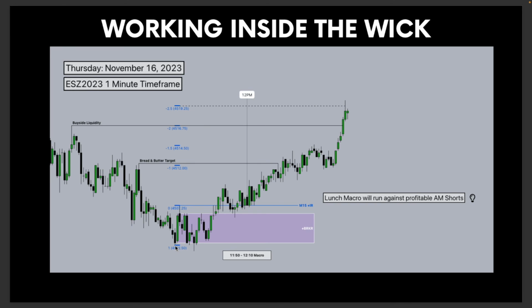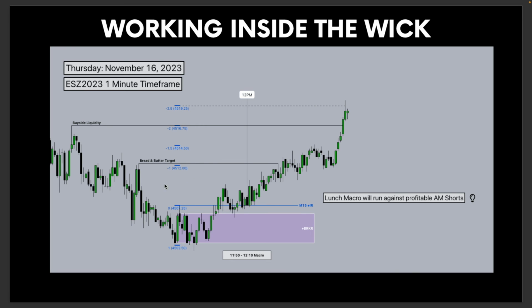So what occurs? We have a low, a high, a lower low. This is your bullish breaker. You can see price wicks into it during the macro. Down close candles supporting price, fair value gap here, right? And where would we target? If the lunch macro is going to run against those profitable shorts, where would we target? Well, obviously, this swing high, this swing high, this swing high.